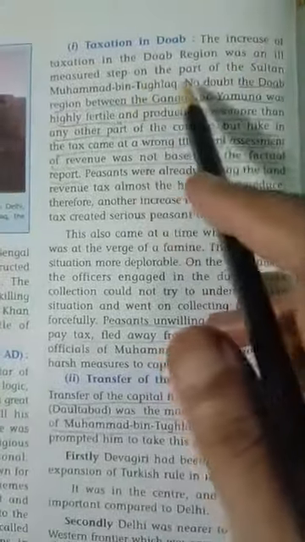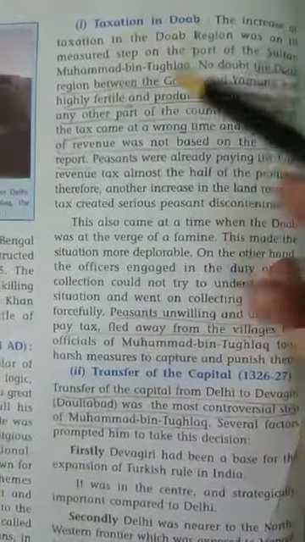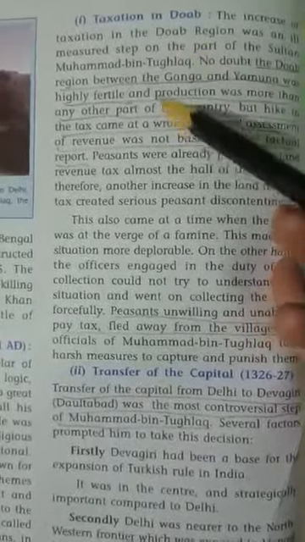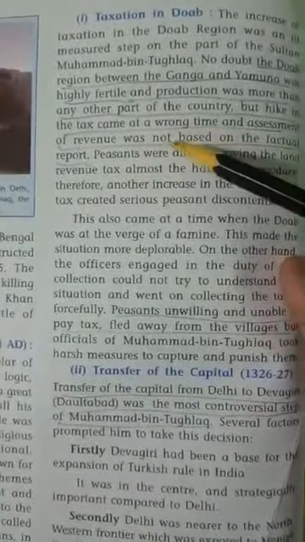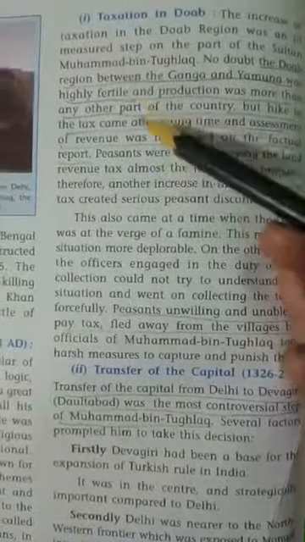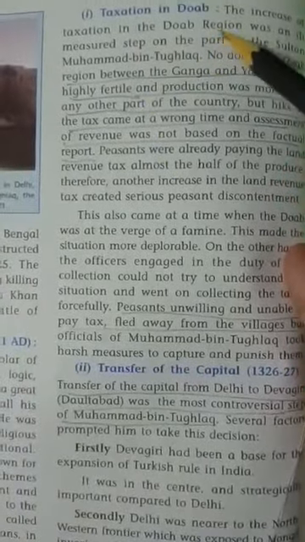The increase of taxation in the Doab region was an ill-measured step on the part of Sultan Muhammad bin Tughlaq. He increased the tax of the Doab region because it is a very fertile region. Fertile region means good in agriculture. Good agriculture means more production of crops. So that is why Muhammad bin Tughlaq increased the tax of the Doab region.